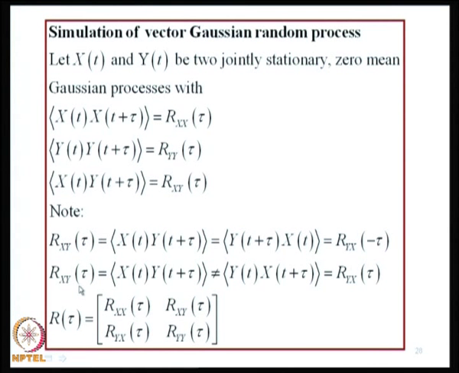Now, Rxy of tau is x of t into y of t plus tau, but this is not equal to y of t into x of t plus tau. Therefore, Rxy of tau is not the same as Ryx of tau. So, R of tau is specified in terms of these functions. It is not symmetric, but there exists a certain relationship between the two. Okay.